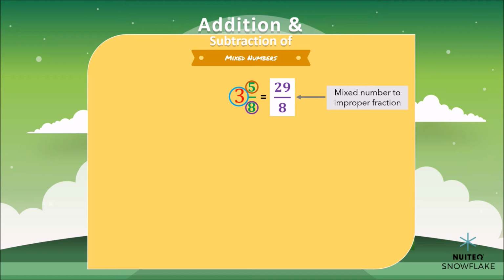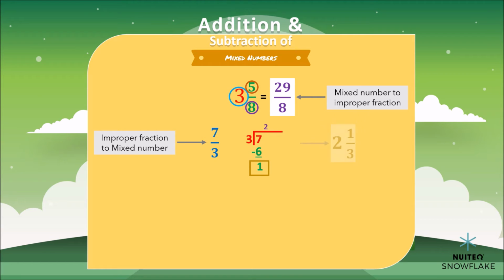Now, if we want to convert an improper fraction to a mixed number, follow these steps. Divide the numerator by the denominator. Write down the whole number answer. Then write down any remainder above the denominator. Now that we know this, let's try to add a mixed number.